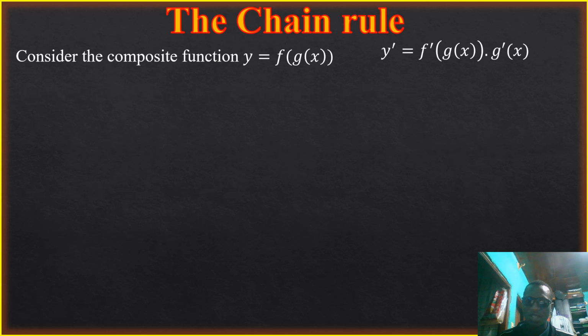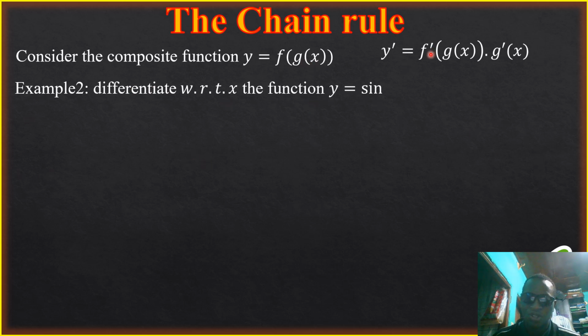So that is it. We'll now look at the second example. We will be very fast with this. We have to differentiate with respect to x the function y equals sine of ax squared plus b. This is a quadratic whose coefficient of x is 0. a and b are constants. Okay, in this example, take note of that.